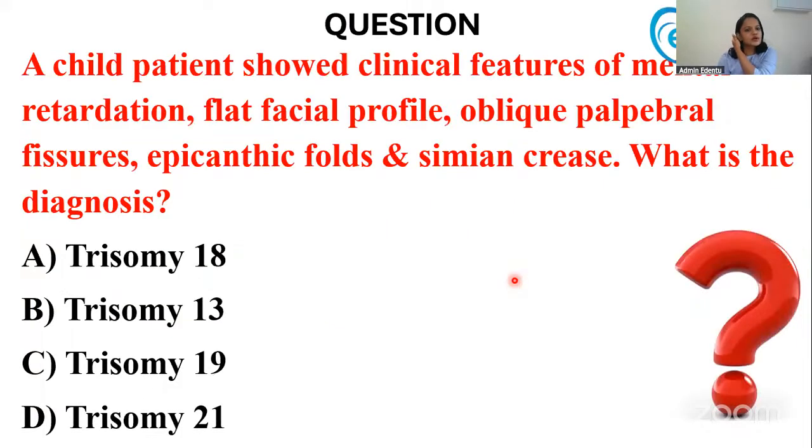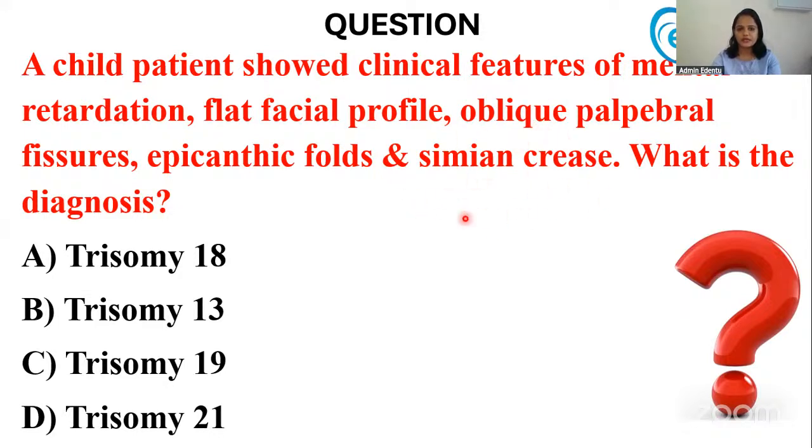Now, next is also a genetic related question. A child patient showed clinical features of mental retardation, flat facial profile, oblique palpebral fissures, epicanthic folds, and simian crease. What is the diagnosis? Is it trisomy 18, 13, 19, or 21? In most questions, there will be a key point that will directly take you to the answer. So the key point here is this simian crease.